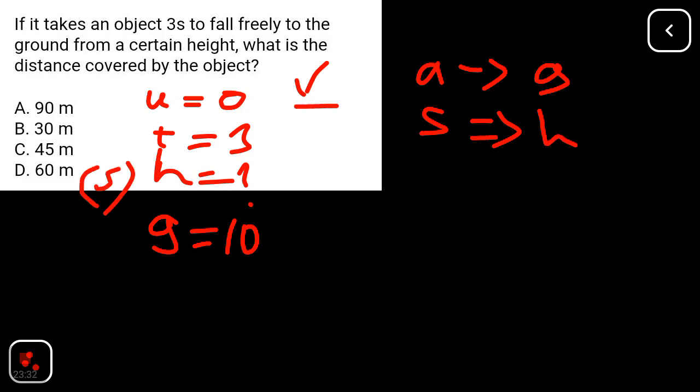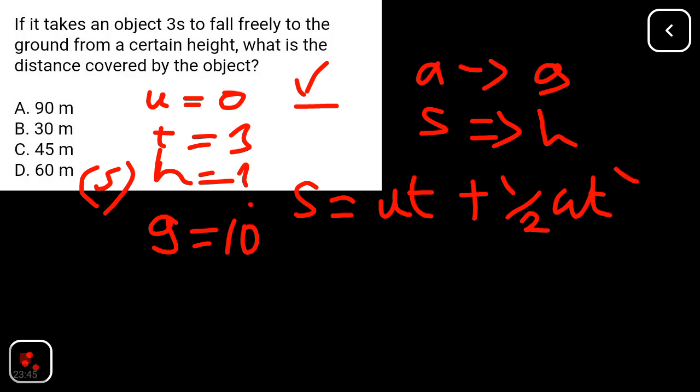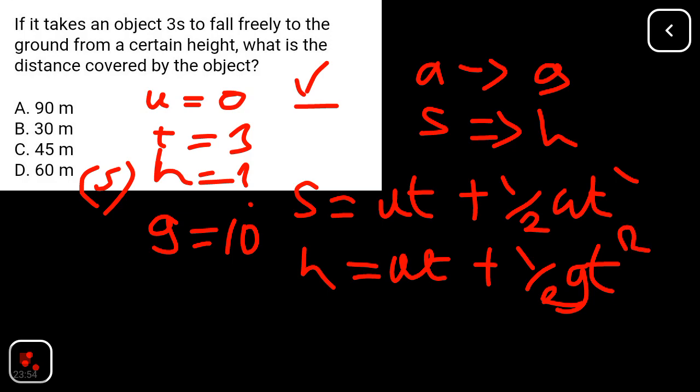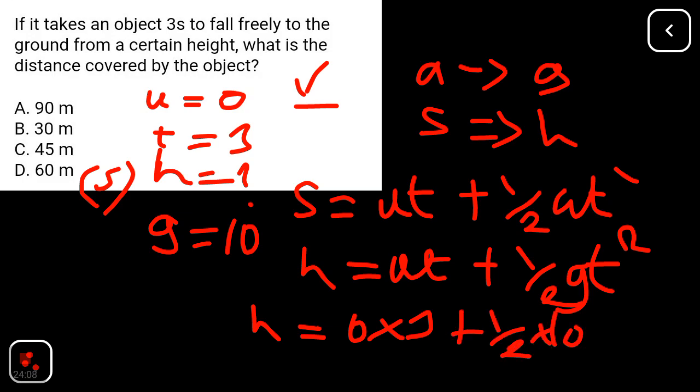So it's always velocity that we don't have. So we can use the second equation, which is s equals ut plus half at square. In this case we're using h. h equals ut plus half g t square. So h is what we are asked to look for. So h equals u, which is 0, multiplied by the time, which is 3, plus half times 10 times 3 square. So all of these things will be 0 there, right?